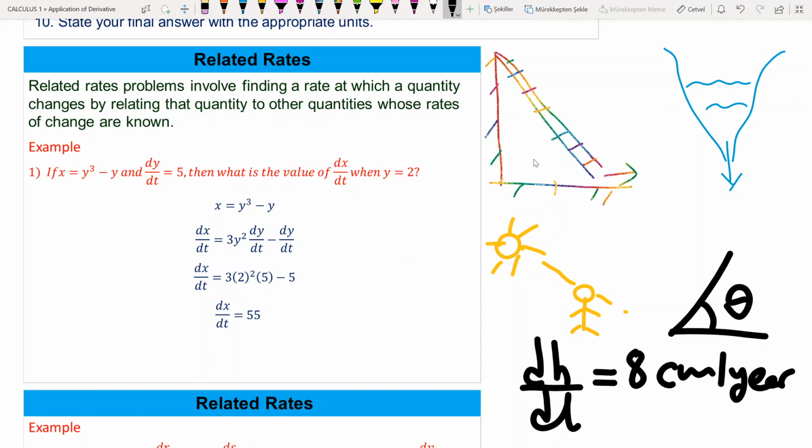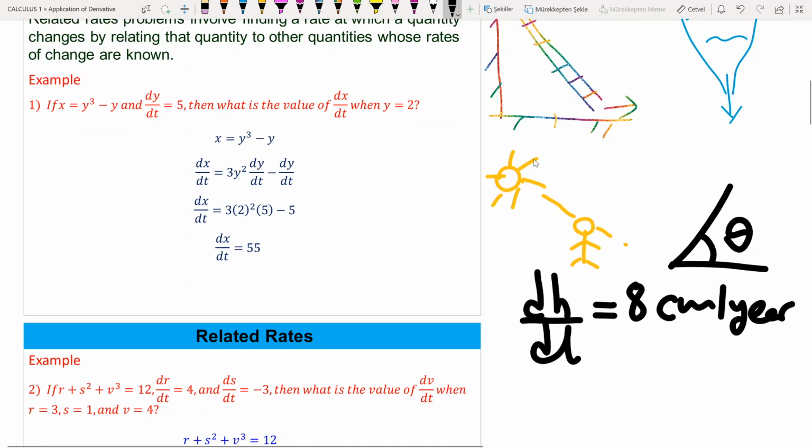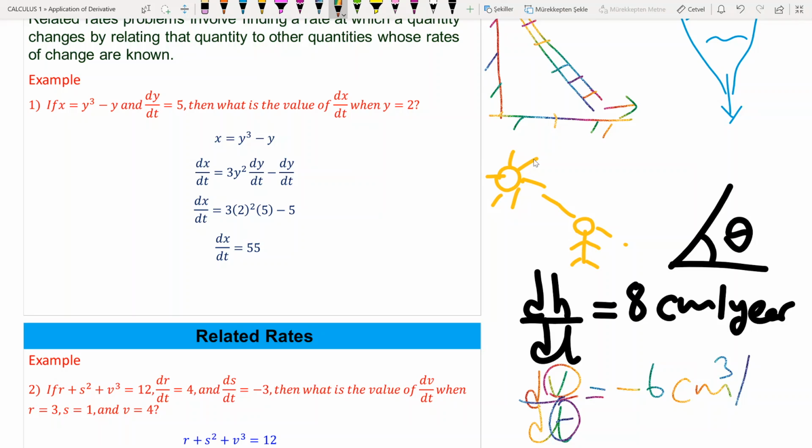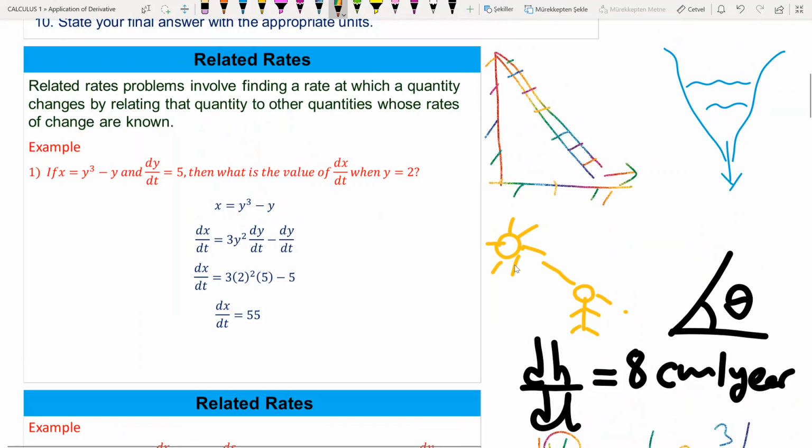Or if we say the volume of a cone is decreasing by 6 cubic centimeters per second, it means dV over dt, since the volume changes by time, dV over dt is equal to minus 6 cubic centimeters per second. Since the volume is decreasing, we have a minus in this case. So we can mathematically express every physical event or situation. So let's look at the first easy question.